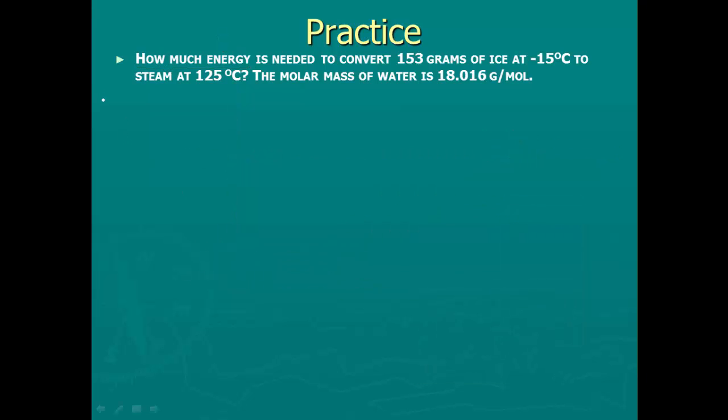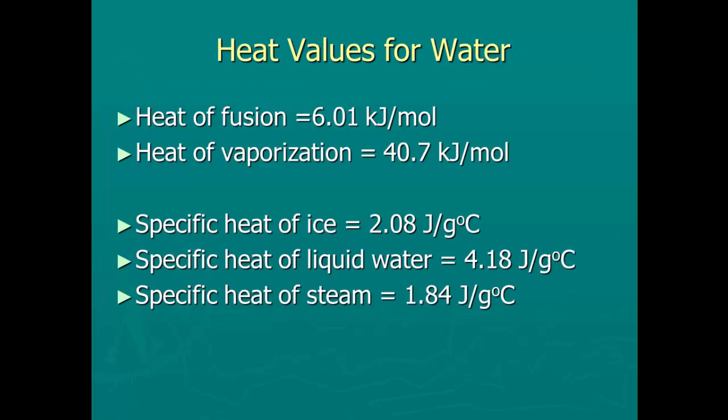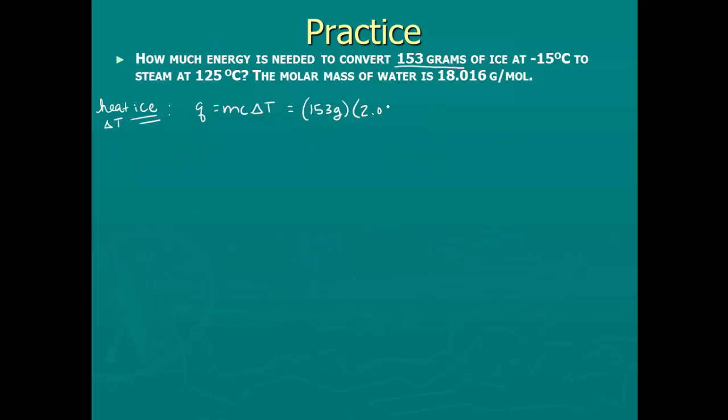All right, so our first section is we want to heat the ice. Okay, heating involves the temperature change, so the formula we're going to use is Q equals mc delta T. So the mass that we have here is 153 grams. The specific heat, we have to use the specific heat of the ice, okay? If you remember back here, there's specific heat of ice, liquid, and steam, or solid, liquid, gas. So for our first one, we're using the 2.08 joules per gram per degree Celsius.